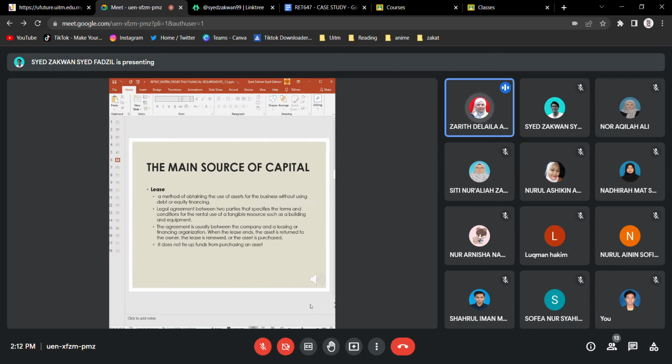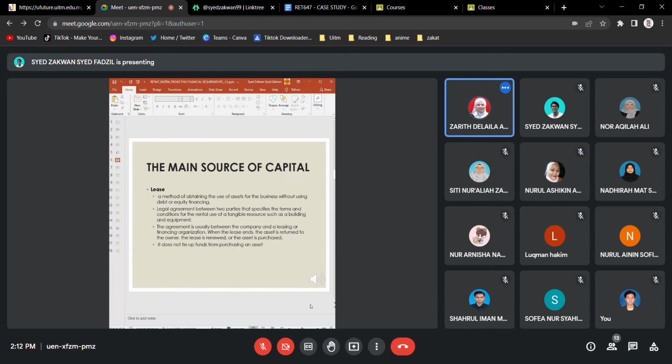Okay, next, another main source of capital is lease. This lease is one of the methods where we get the capital by leasing our asset to a third party. For example, we can lease our asset to get the capital. For example, we rent out our building or our machinery and so on.